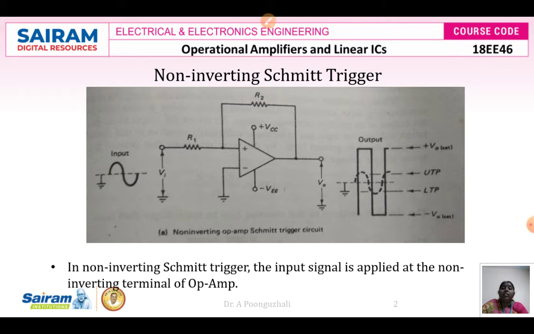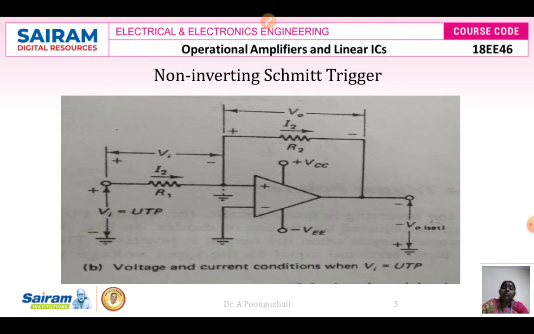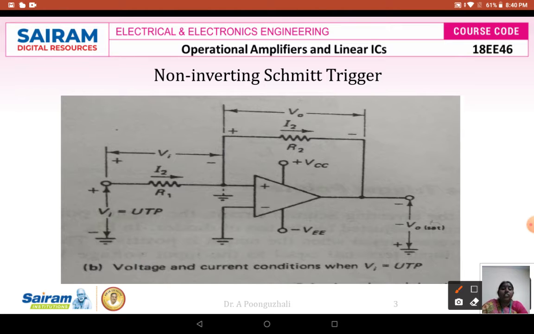Whatever voltage exists at this point is called the upper threshold voltage and the lower threshold voltage. So we will see the equation. In a non-inverting Schmitt trigger, the input signal is applied to the non-inverting terminal of the operational amplifier. When this voltage is a positive voltage, it is called the VUT point. So when I want to call this the VUT point, what is my input voltage? The input voltage is from here to this point. I will take this point to be V2.